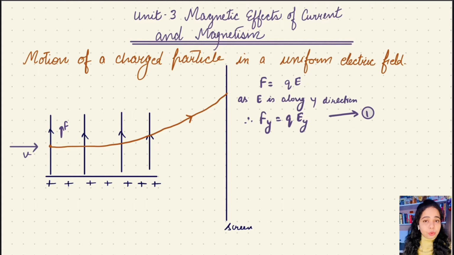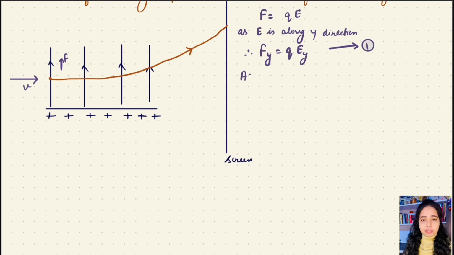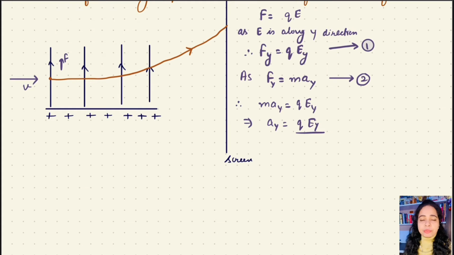And now we also know from Newton's second law of motion that force is equal to mass into acceleration. That means the force acting along the y-axis is equal to mass into the acceleration produced along the y-axis. So Fy is equal to m ay. This is our equation number 2. Hence we can equate equation number 1 and equation number 2. Therefore we have m into ay is equal to q into Ey. That means the acceleration produced along the y-axis, that is ay, is equal to qEy divided by the mass of the charged particle. So this is our equation number 3.